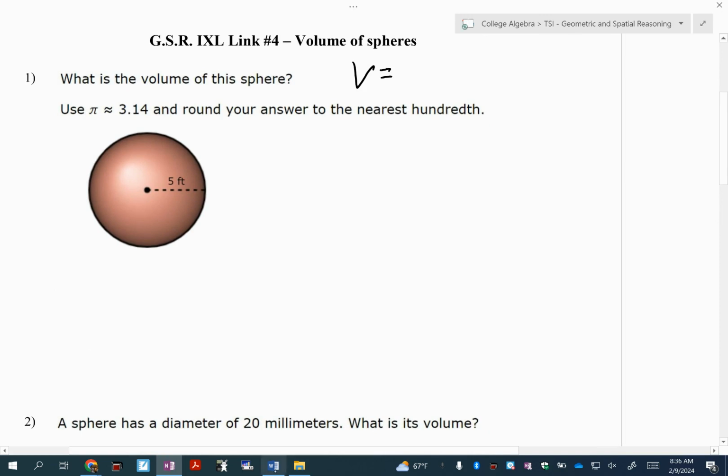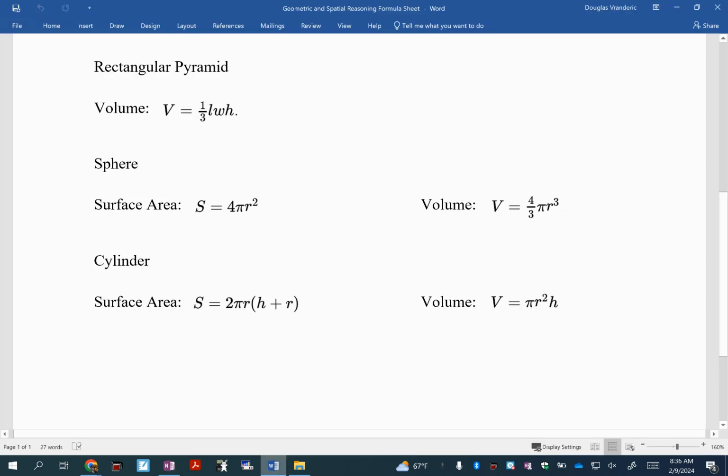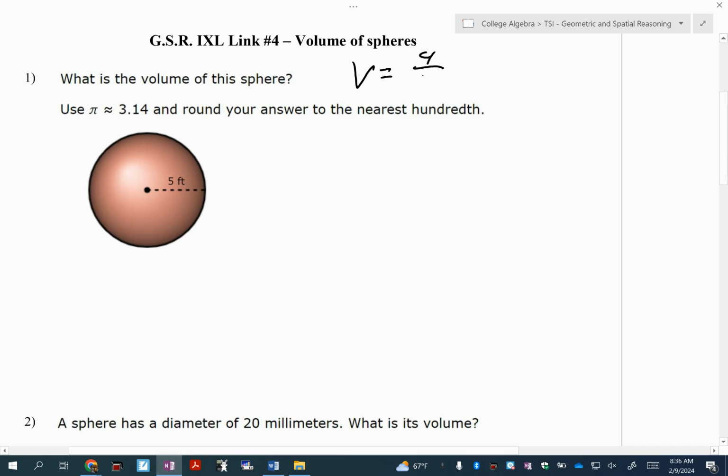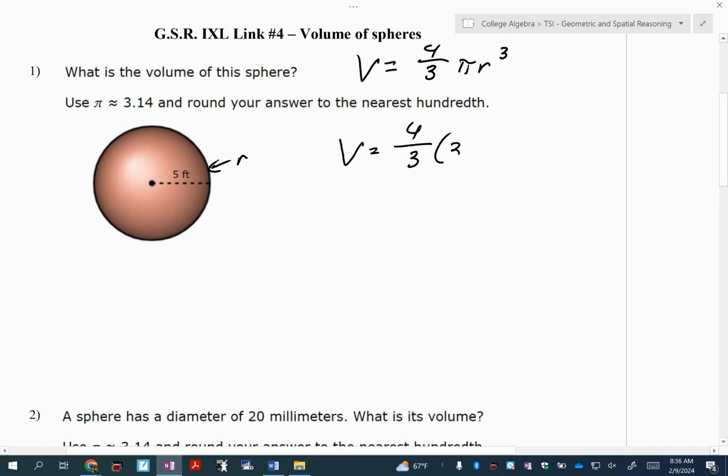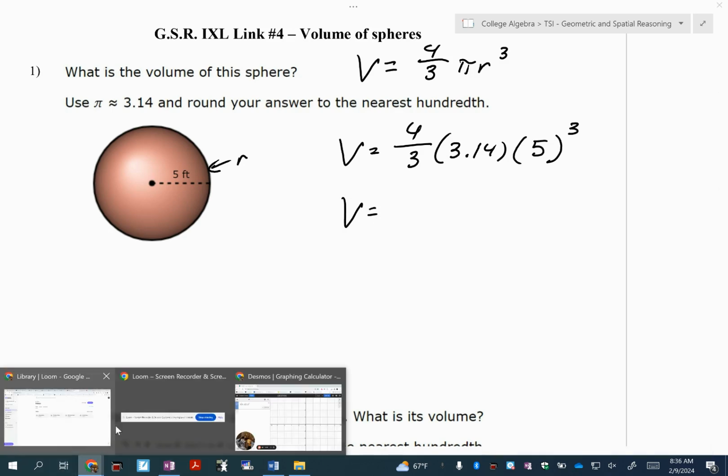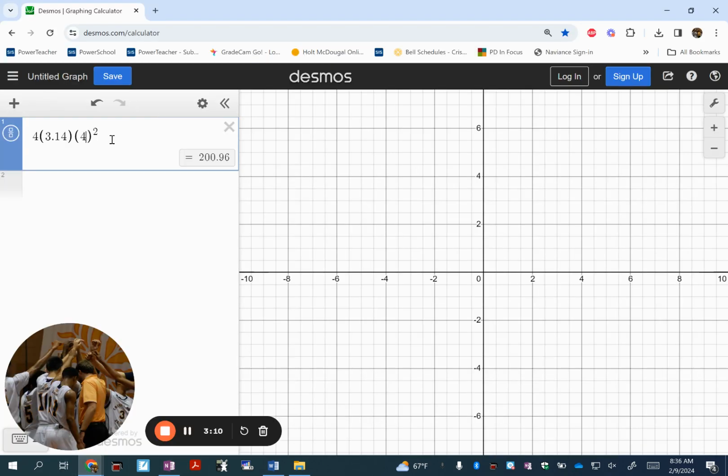So the formula for the volume of spheres is 4/3 pi r cubed. So 4/3 pi r cubed. So in this one, again, they're giving me the radius of 5 feet. So plugging into my formula using the approximation for pi, and then my radius is 5 cubed. So going to my calculator, I have 4/3. Let's see if I can get this to happen. Nice. So 4/3 times pi times 5 cubed, which gives me 523.3 repeating.